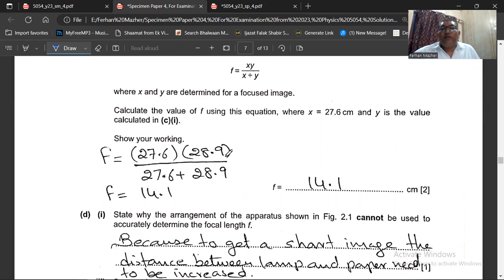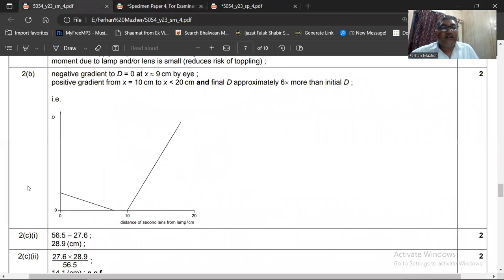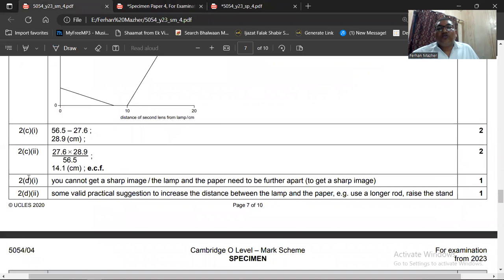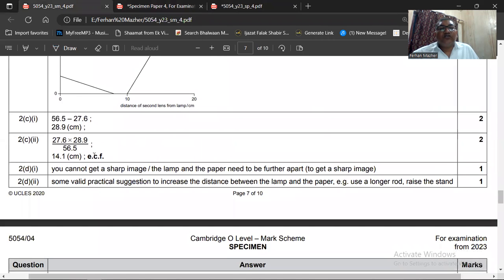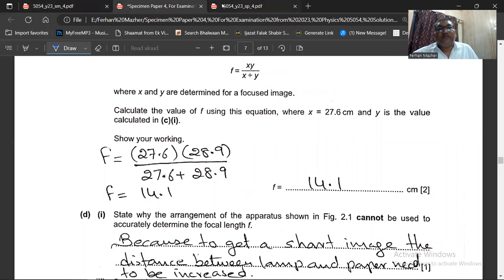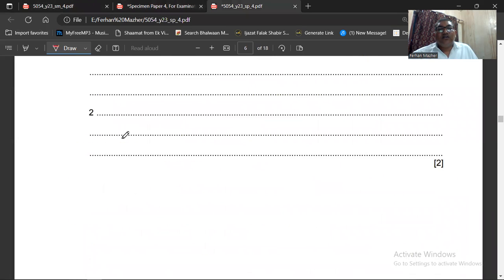27.6 multiplied by 28.9, divided by, and in the denominator I will write 27.6 plus 28.9. When you enter these values in your calculator, you get 14.1 centimeter. The marking scheme is showing on your screen, and you know that it's 14.1 centimeter. So our answers are right.